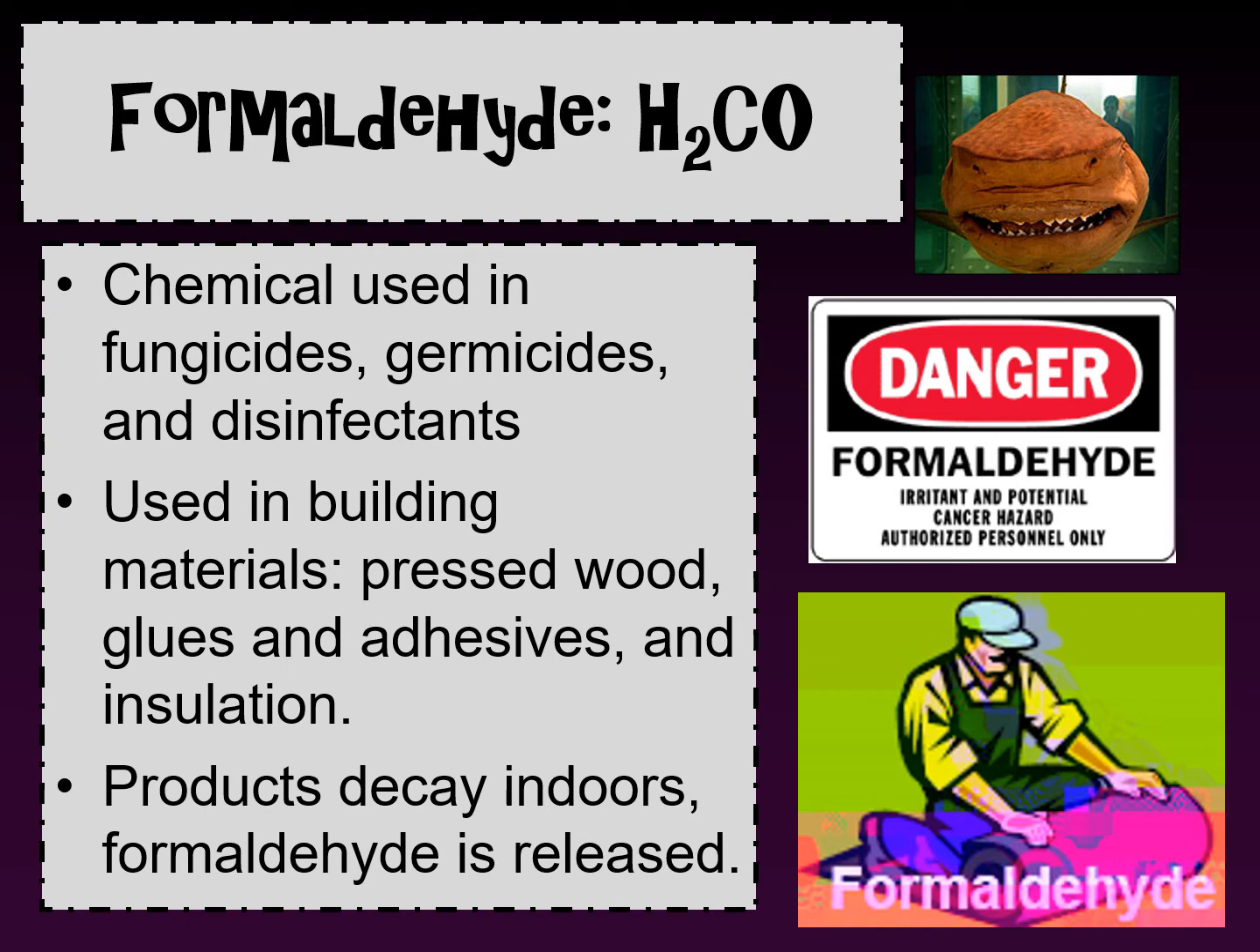It's also used in a lot of building materials, so pressed wood such as particle board or other types of plywood may have formaldehyde inside of them. Also glues and adhesives that are used in building materials, and also insulation can be found to contain this material. Now you might be asking yourself, well, it's not that bad, right, if it's found inside the wood? But the problem is these materials inside the house actually decay over time. And as they decay, they release that formaldehyde into the atmosphere inside your home.